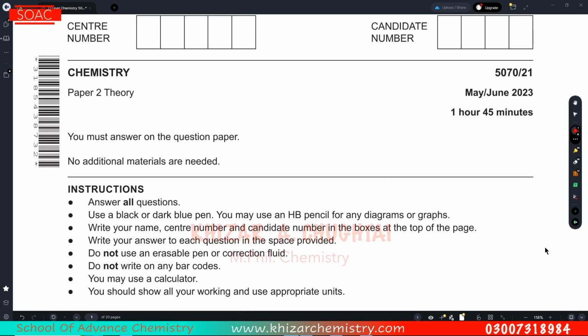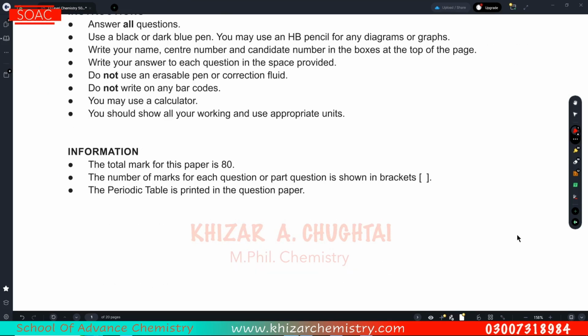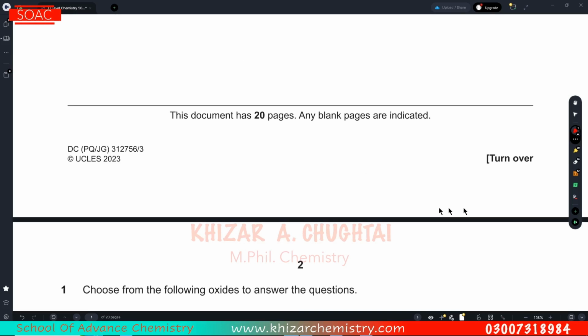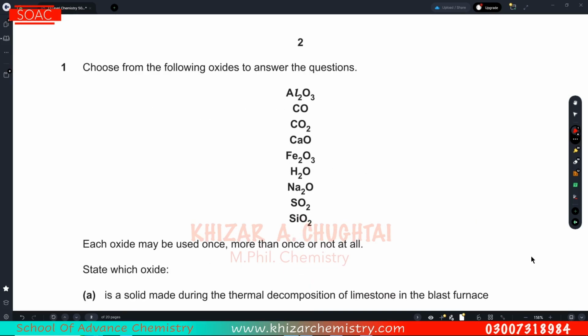The paper has a time period of 1 hour 40 minutes and the total marks are 80. Question number 1. Choose from the following oxides to answer the question.